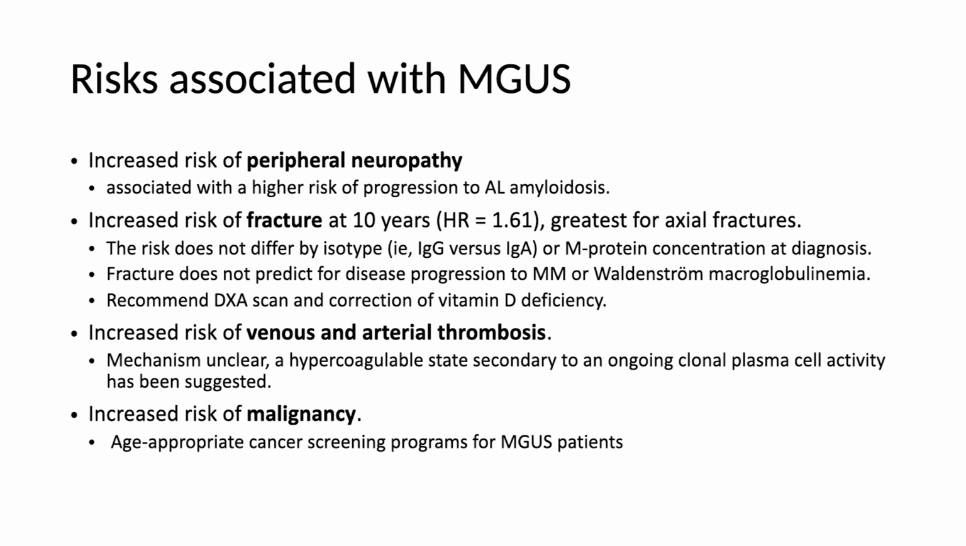It's also associated with a small increased risk of venous and arterial thrombosis. The mechanism is unclear, but a hypercoagulable state secondary to ongoing clonal plasma cell expansion and activity has been suggested as an explanation. There is an increased risk of malignancy in patients with multiple myeloma and MGUS, and they do not recommend any extensive workup for malignancy, just an age-appropriate cancer screening program.